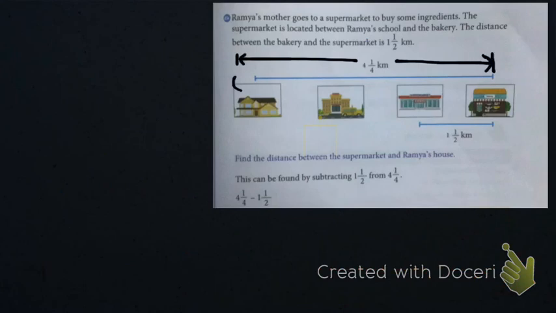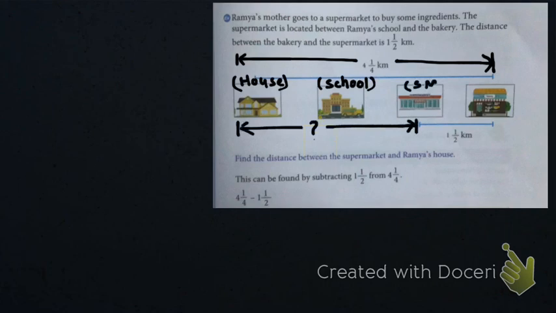Now in this question we have to do subtraction of mixed fractions. So let's read this question. Ramya's mother goes to the supermarket to buy some ingredients. She wants to buy some things. So let's see, this is her house, this is school, and this is supermarket, and this is bakery shop. So let's further read this question.